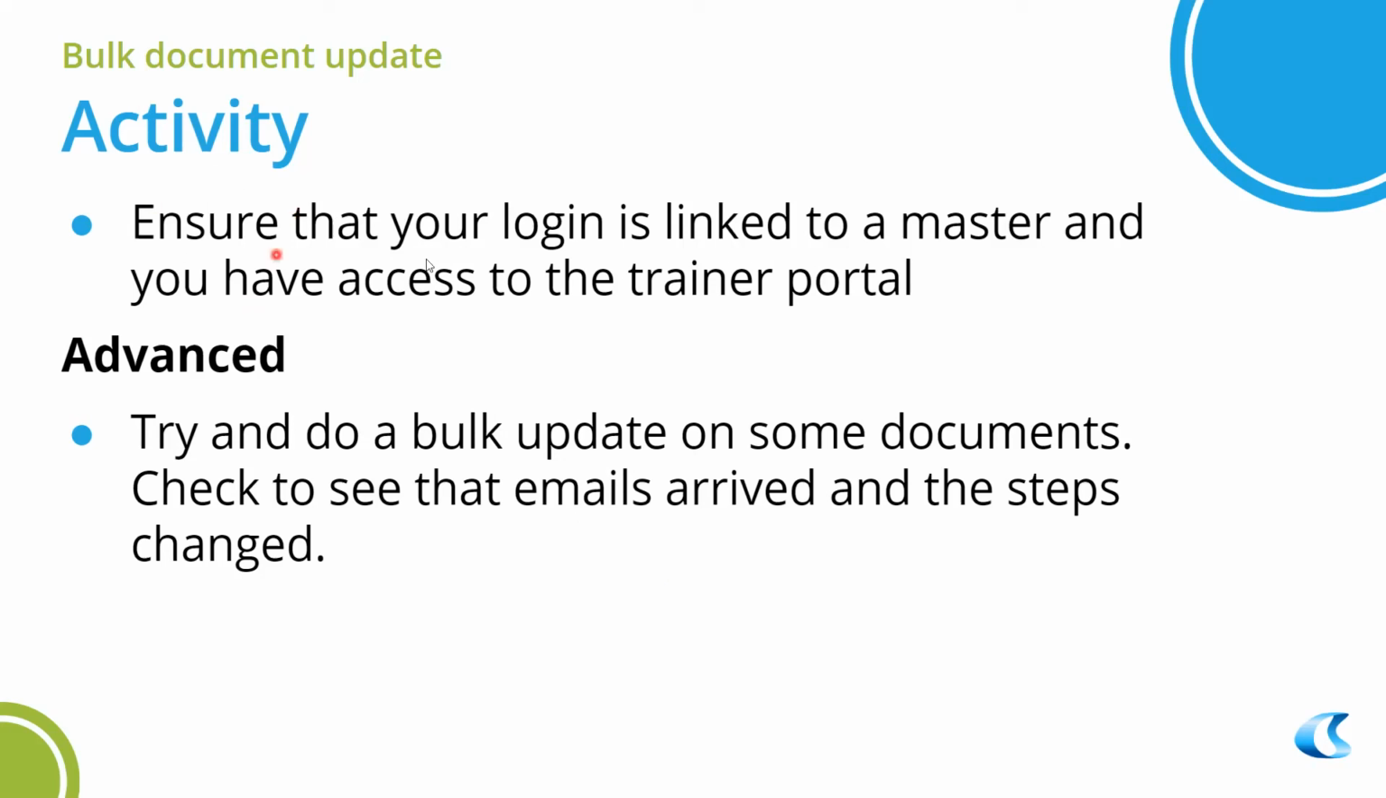So activity: ensure your login is linked to the master and you have access to the trainer portal. So do that. That's the first step. So if you can access the trainer portal, then great. And then advanced, try and do a bulk update on some documents. So check that the emails arrive and the steps change. So if you can see an opportunity to use that, then go for it. So as soon as we've got that next level license up, you can have access to all of those things.